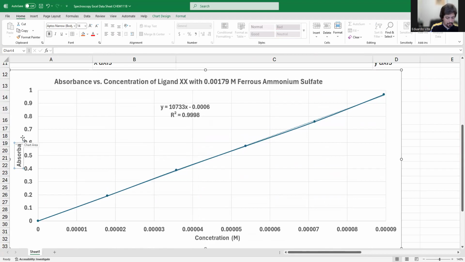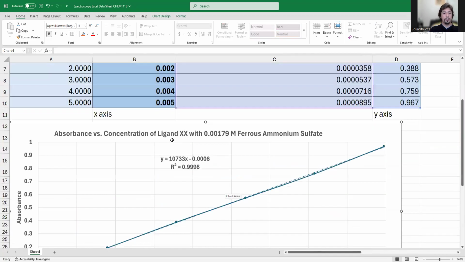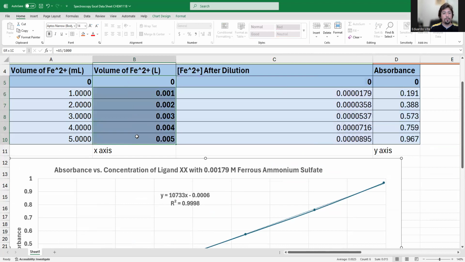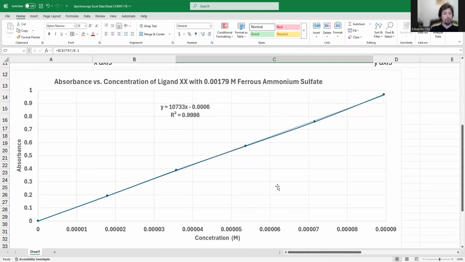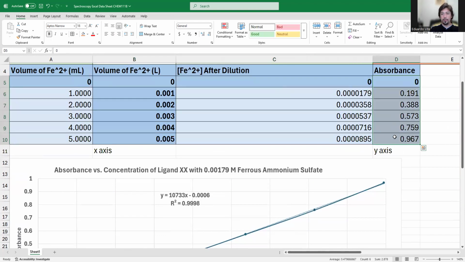Yes, it is absorption, but it's absorbance. Can't spell. Absorbance. There we go. I think I spelled it right. Concentration is spelled correctly. And so again, your concentration is going to be your x-axis right over here. And then your y-axis is going to be your absorbance, which is going to be this one right here.